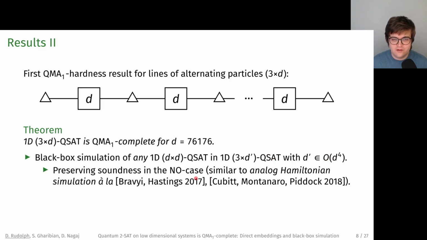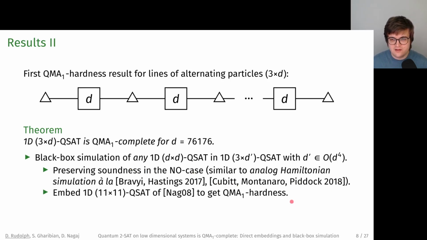This is a black box simulation that preserves soundness in the no case, similar to the analog Hamiltonian simulation a la Bravyi and Hastings, Cubitt, Montanaro, Piddock. And our hardness result works by embedding the 1D 11x11 QSAT of Nagaj to get QMA1-hardness.